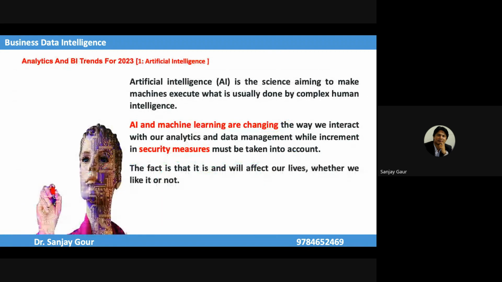So the first thing we are discussing in analytics and business intelligence trends for 2023-24 is artificial intelligence, a science aiming to make machines execute what is usually done by complex human intelligence. AI and machine learning are changing the way we interact with our analytics and data management, while increased security measures must be taken into account. The fact is that it is and will affect our lives whether we like it or not.